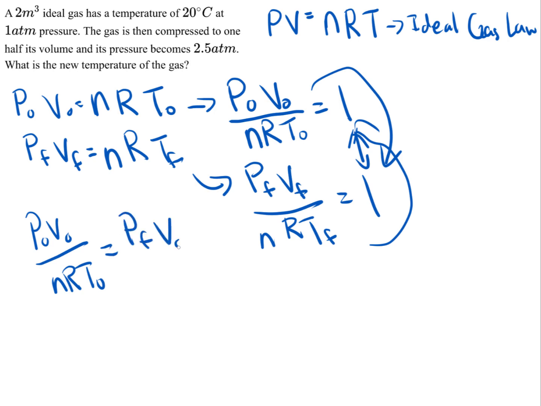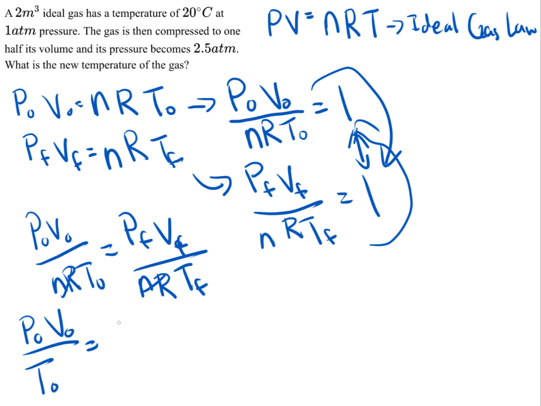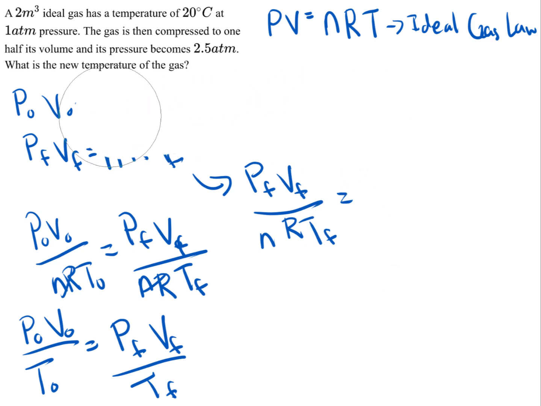The final pressure times the final volume divided by the number of moles times the gas constant times the final temperature. Now if you notice, these two are the same in both, so we can cancel these out. So you get that the initial pressure times the initial volume over the initial temperature is equal to the final pressure times the final volume over the final temperature. And this is true for all ideal gases.